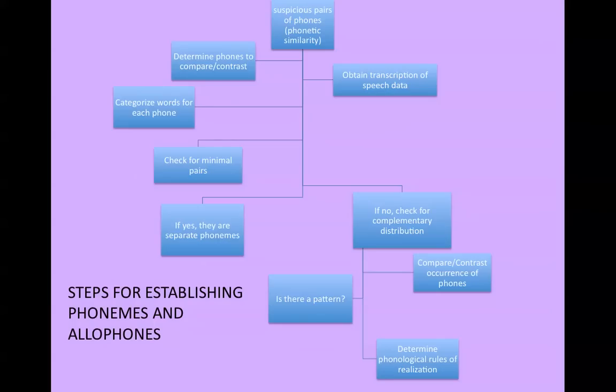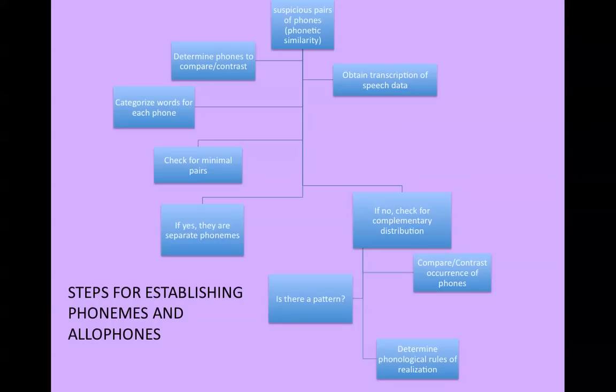Next, we would categorize the words from the speech data for each phone that we're contrasting. And then we would check for minimal pairs. If we do find minimal pairs, that means that those two sounds that we are studying are separate phonemes. As soon as we find minimal pairs, then we know they're separate phonemes. Minimal pairs are, for example, in English, mat and pat. Those would be minimal pairs.